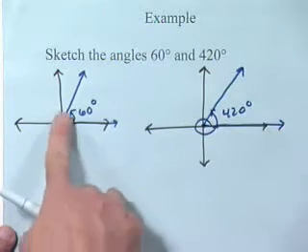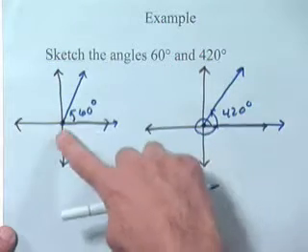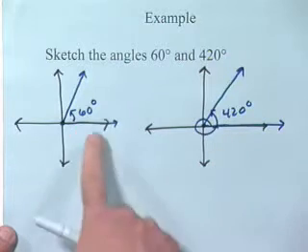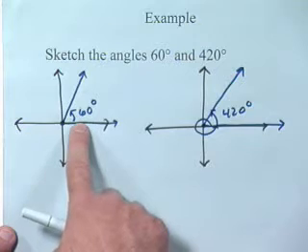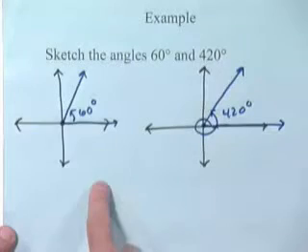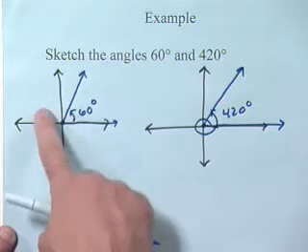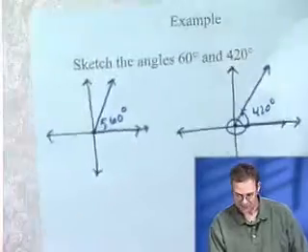notice I have two angles. They have the exact same initial side, the exact same terminal side, but their degree measures are different. And notice 420 degrees is simply 360 degrees more. So I can always get a coterminal angle by just adding a multiple of 360 degrees. I can go around as many times as I like.